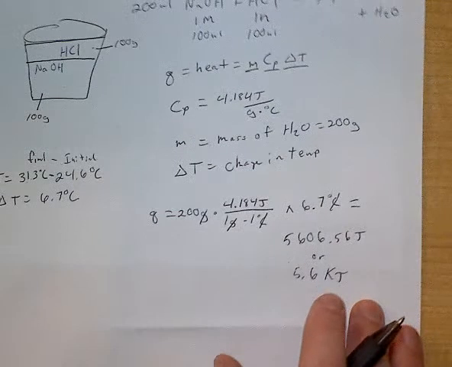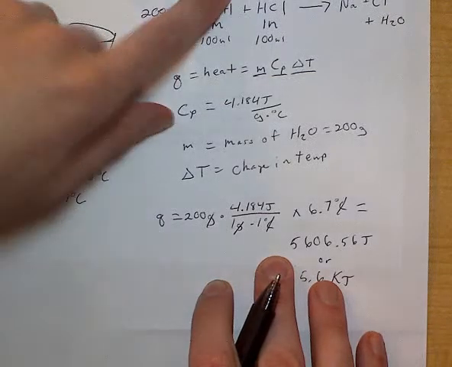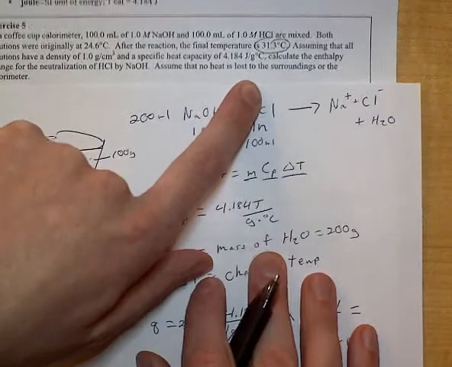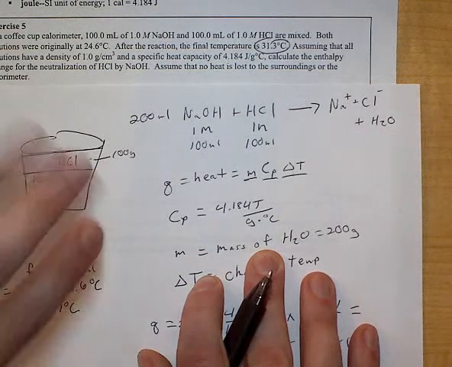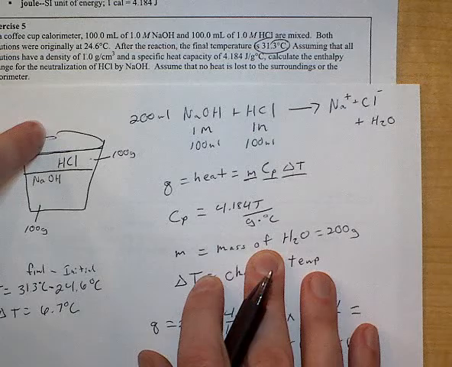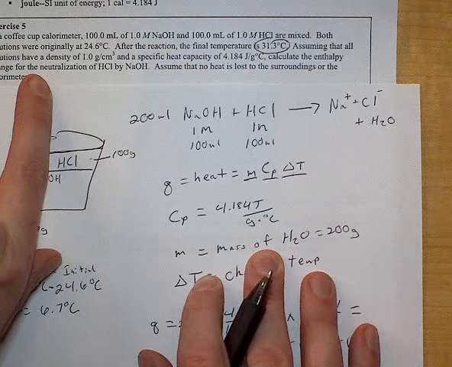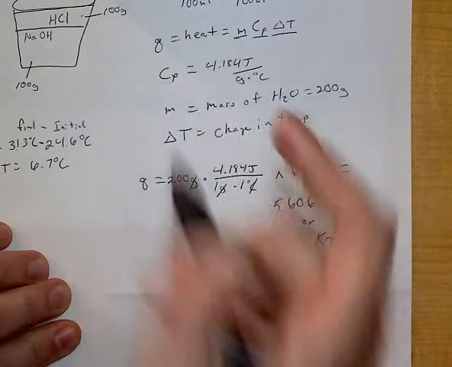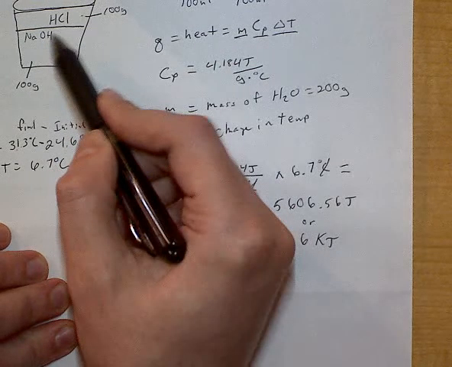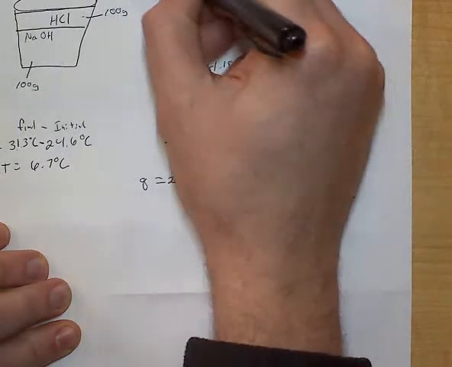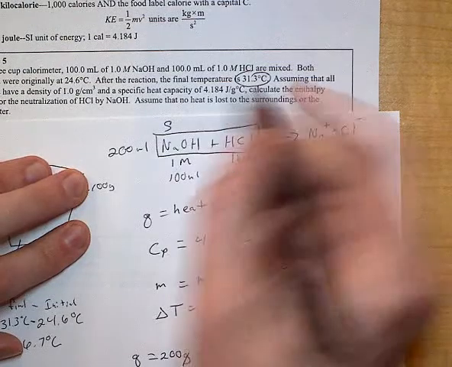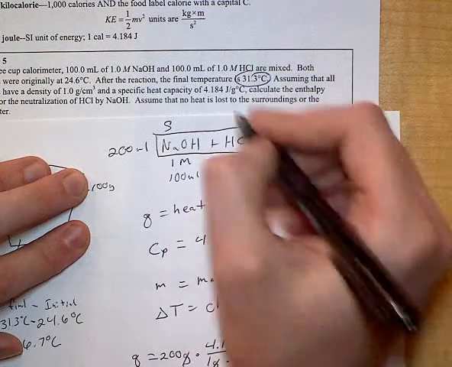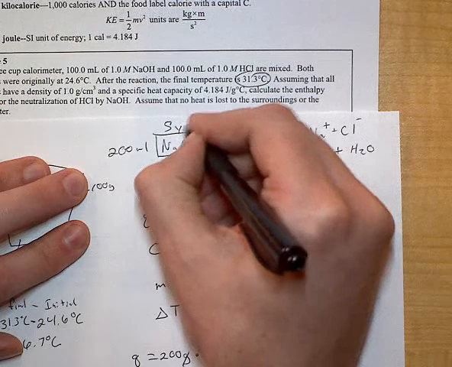Now, we need to ask ourselves, is this energy entering or leaving the system? Let's go back to the question here. It says, assume no heat is lost to the surroundings. That's why we have the coffee cup. We're not losing anything to the outside of the cup. Calculate the enthalpy change for the neutralization. So how much energy is our system losing? Our system is our chemical reaction. The NaOH HCl reaction is our system.